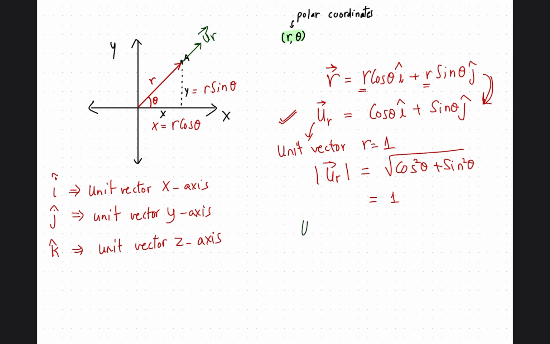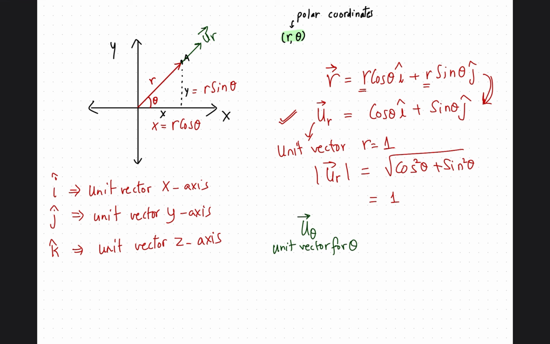Now U theta, that's what our objective is. We want to find out what is U theta in terms of cosine and sine. So U theta, what is U theta? It's the unit vector for theta.